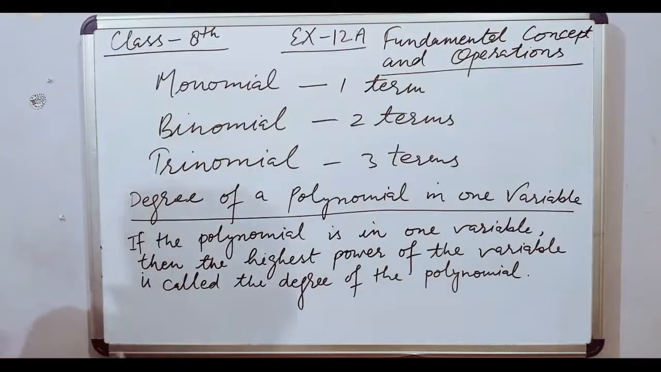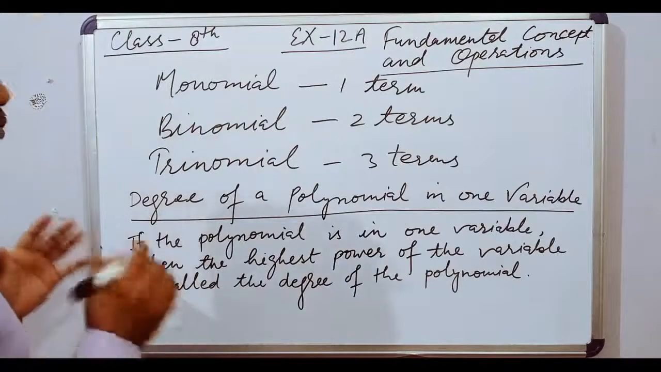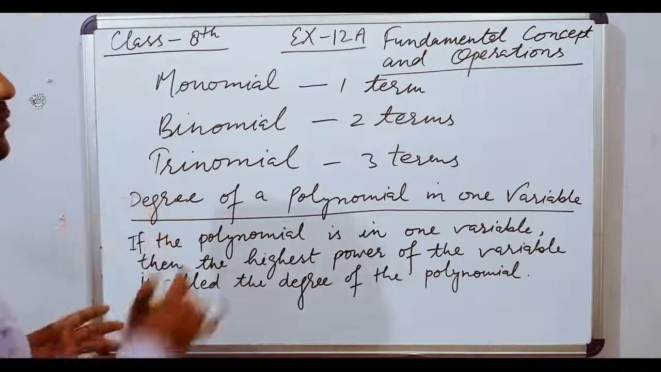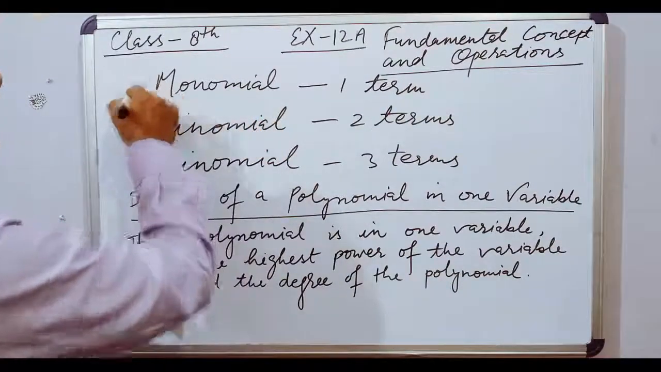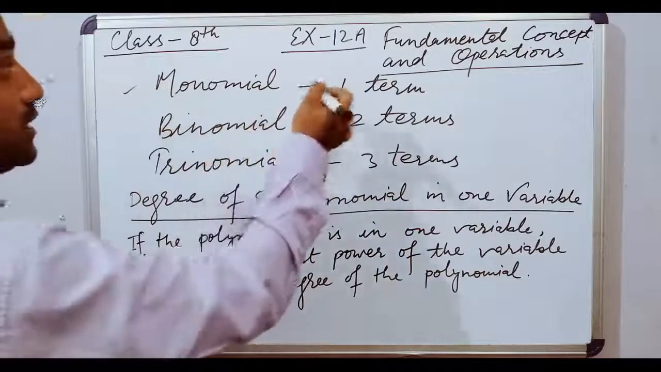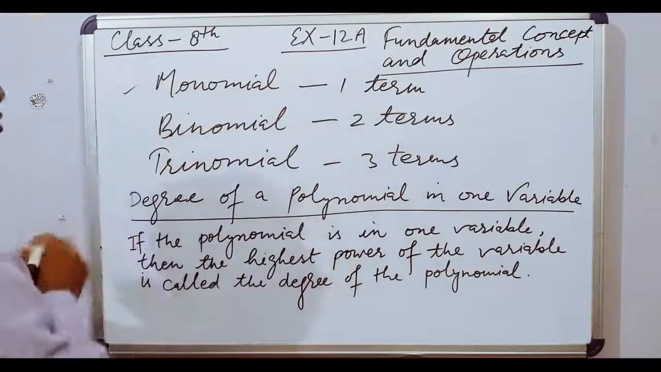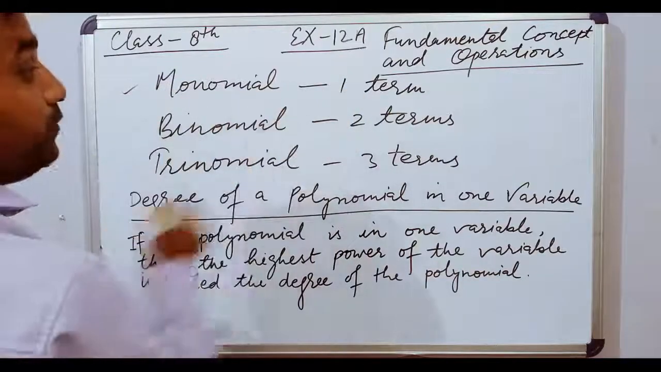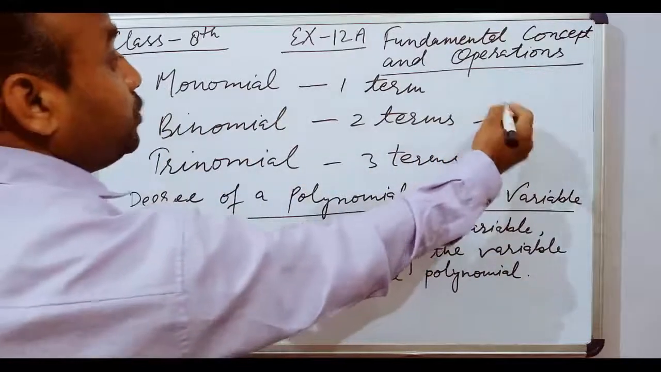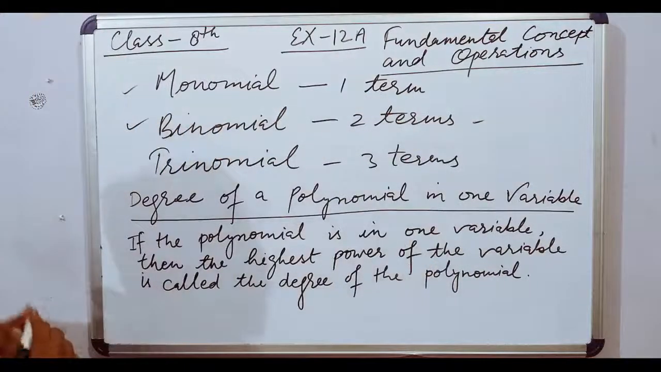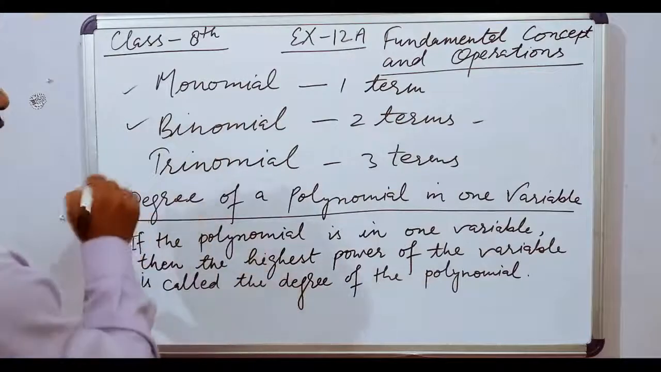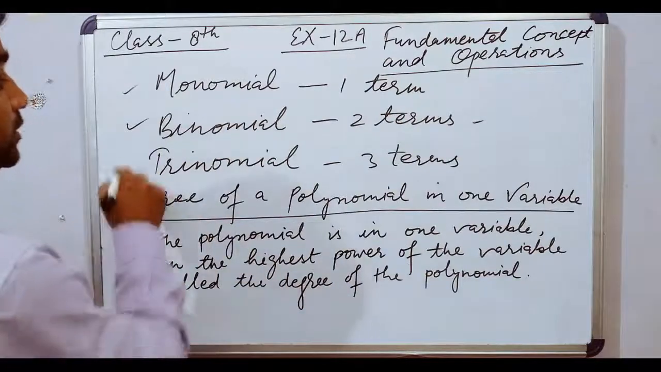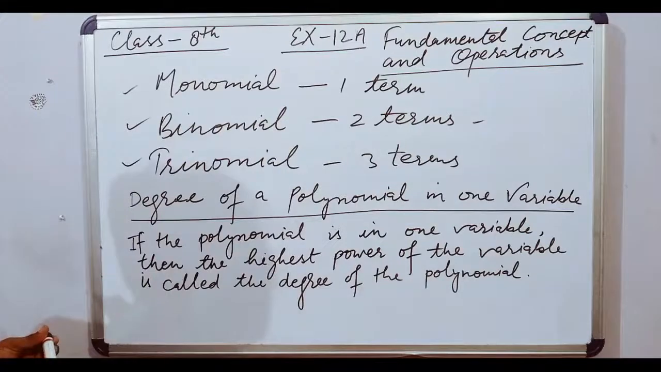Monomial. What is a monomial? A polynomial which has one term is called a monomial. A polynomial which has two terms is called a binomial. A polynomial which has three terms is called a trinomial.